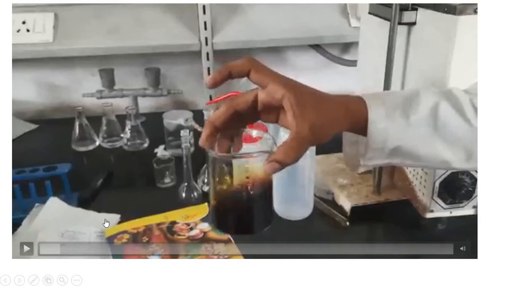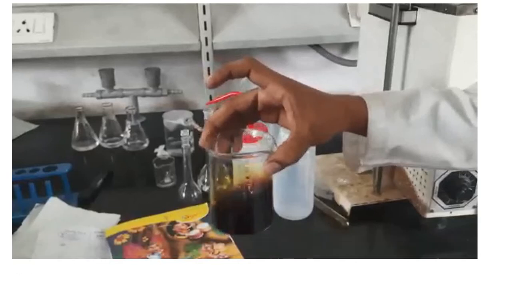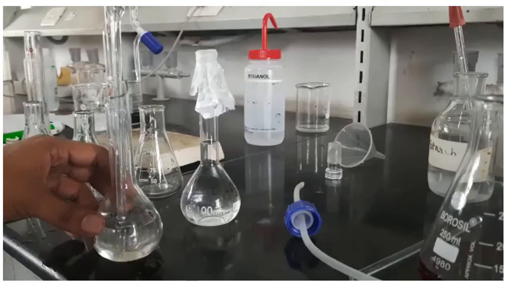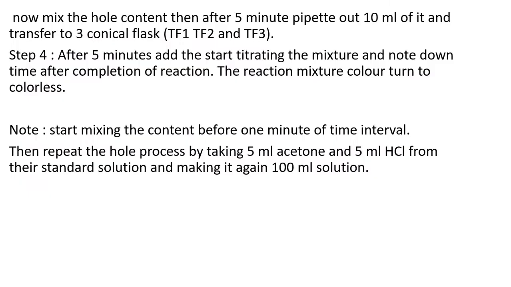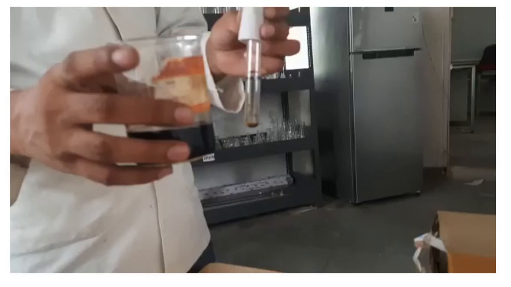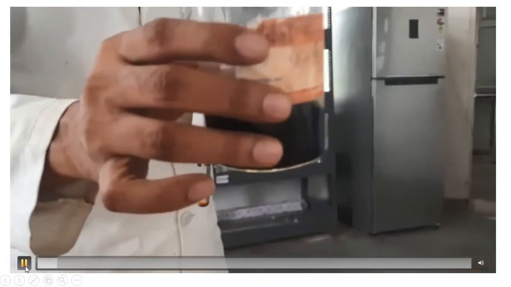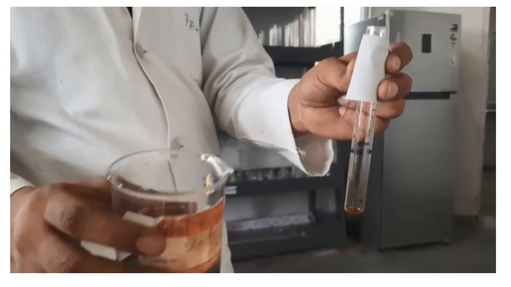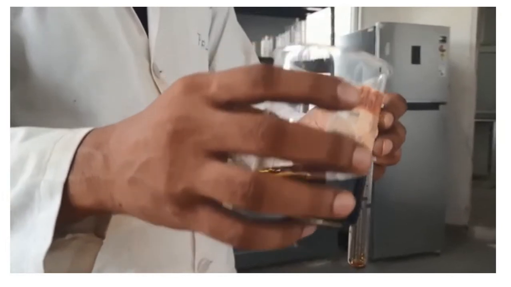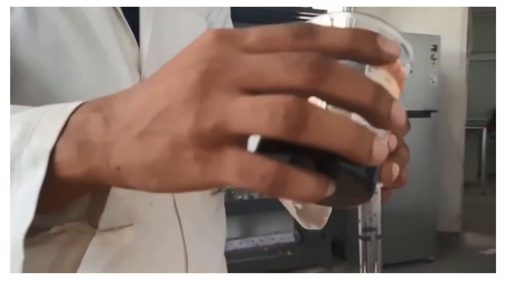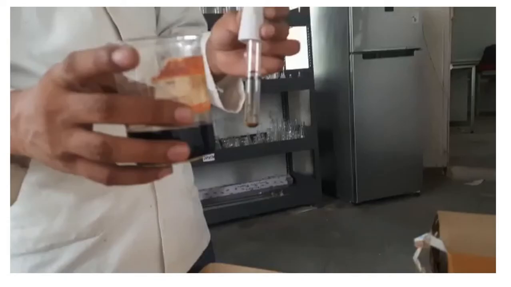So this was a glimpse of the experiment we did through short videos. If I have to explain the whole process, what we did in this experiment was take 10 ml of iodine solution, 10 ml of HCl and 10 ml of acetone. We mix the whole content.